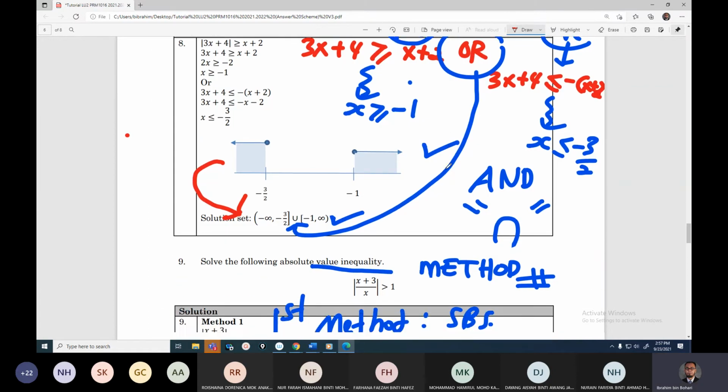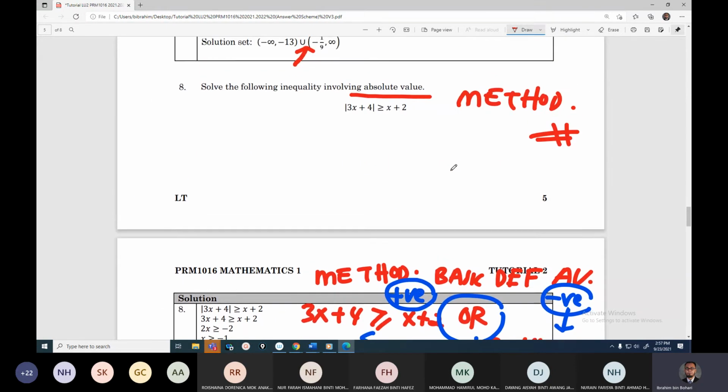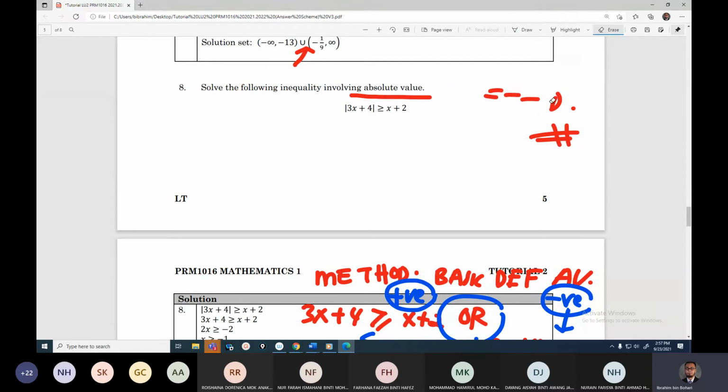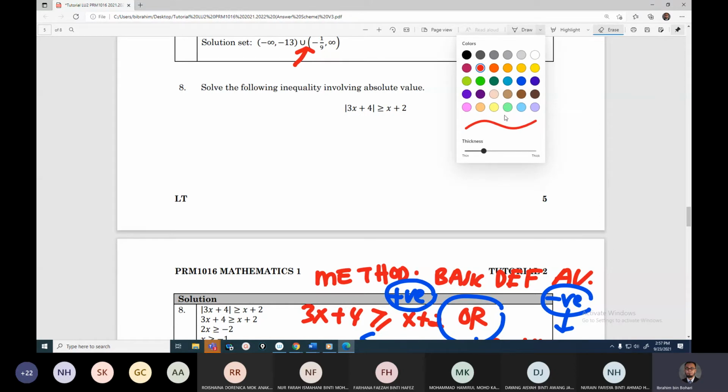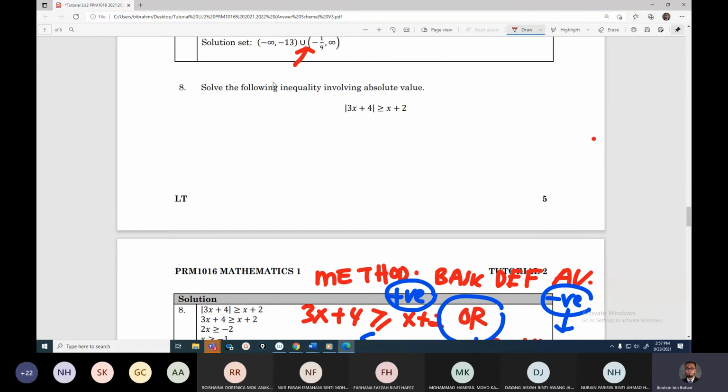Saya tunjukkan contoh lah. Bila you nak gunakan unions, operator unions, bila you nak gunakan operator and. Okey, bagus. Yang ini ramai yang confuse lah. Kelas pagi tadi pun dia confuse. Dia tak sure mana satu dia gunakan union dan satu dia gunakan intersection. Ini saya tunjukkan. You check you punya soalan mudah. You check question number 8. Absolute value of 3x plus 4 greater than or equals x plus 2. You check you punya sign ni sahaja.